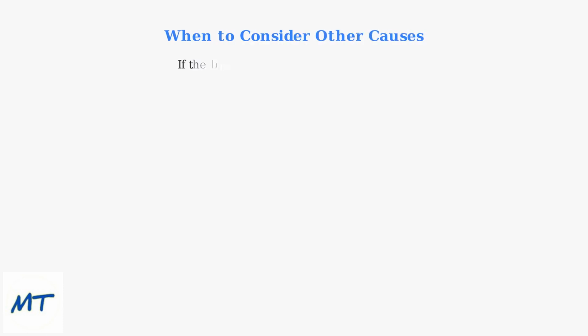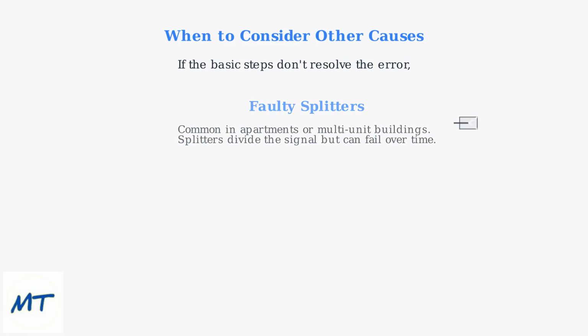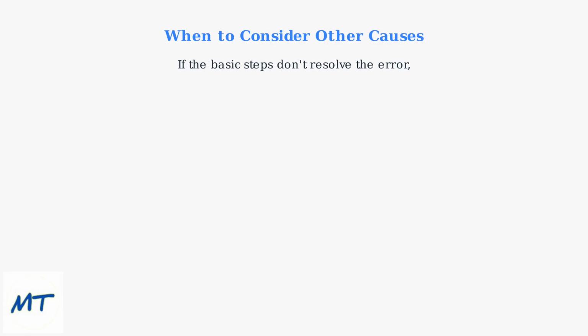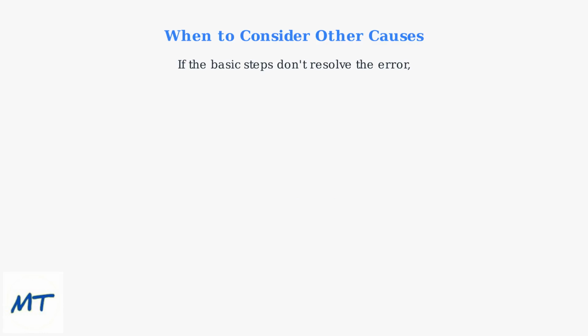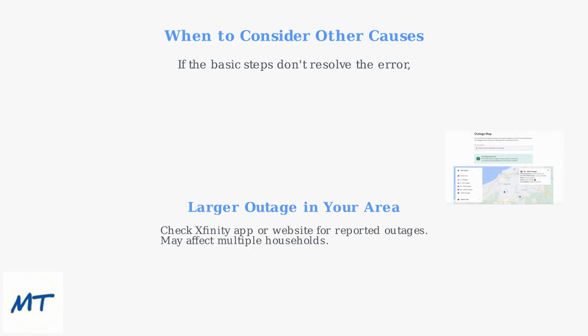If the error persists after trying the basic steps, consider other possible causes. First, faulty splitters can cause signal loss, especially in apartments or buildings where the cable signal is divided among multiple units. Second, damaged coaxial cables can prevent proper signal transmission. Look for tears, kinks, or corrosion that expose the inner wires. Third, there might be a larger outage affecting your area. Check the Xfinity app or website for reported service issues.